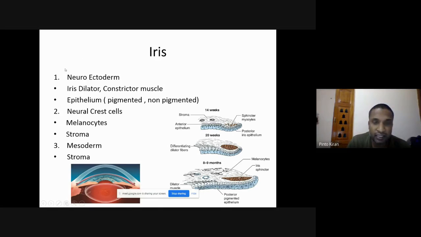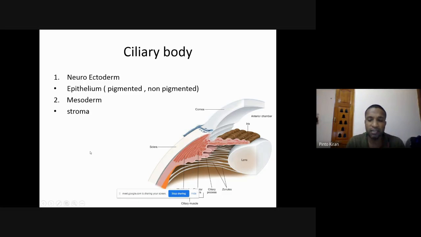The neuroectoderm gives rise to the epithelium and muscles. The neural crest cells give rise to the melanocytes, and the mesoderm gives rise to the stroma, the vascular part of the iris. Similarly, in the ciliary body, like the iris, the neuroectoderm gives rise to the epithelium, which is pigmented and non-pigmented. The stroma arises from the mesoderm.